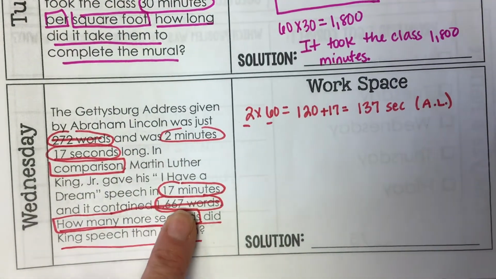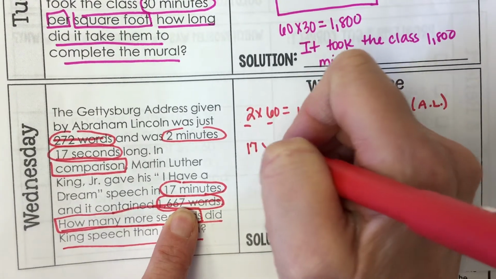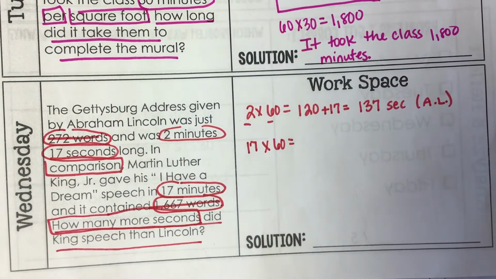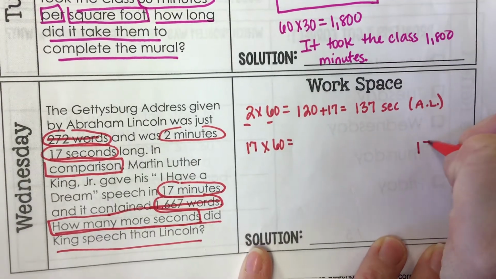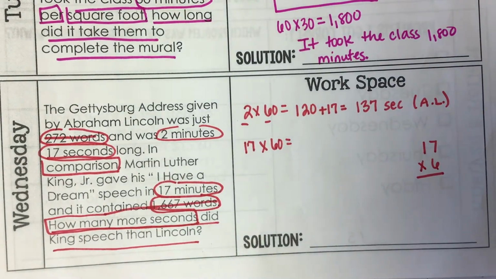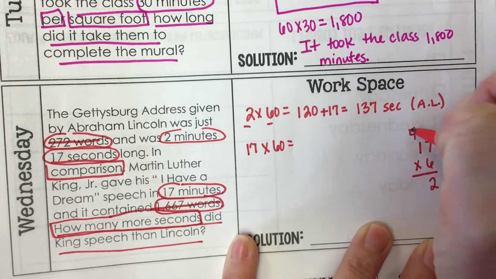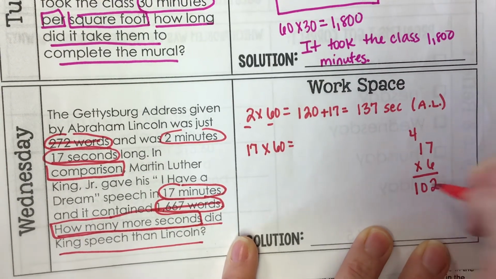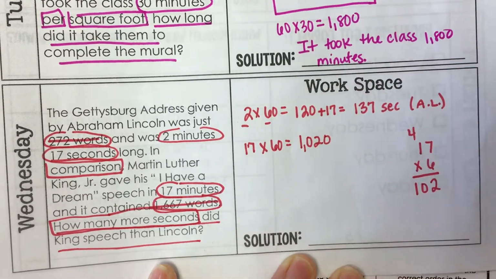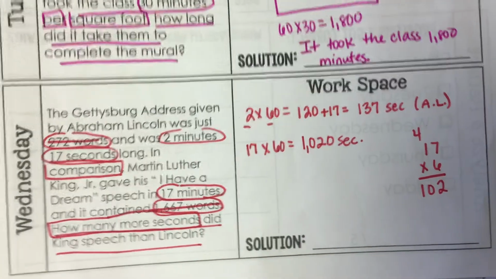Then Martin Luther King Jr., his speech was 17 minutes. So I need to do 17 times 60 to figure out how many seconds that is. You can use any strategy of your choice to do 17 times 60. I did 17 times 6 and added a 0. 7 times 6 is 42. 1 times 6 is 6 plus 4 makes 10. That's 102. And then I'm going to add my 0 because 17 times 60 is 1,020 seconds. Raise your hand if you got this far.